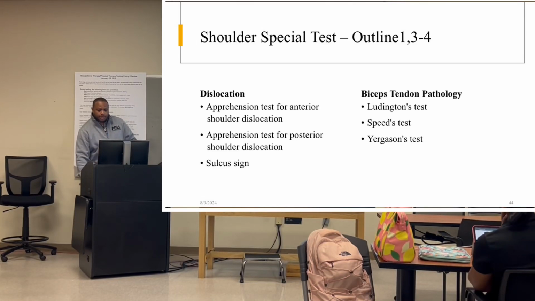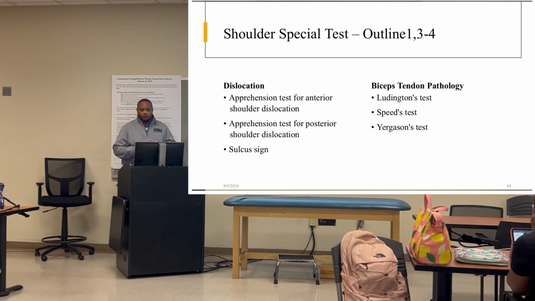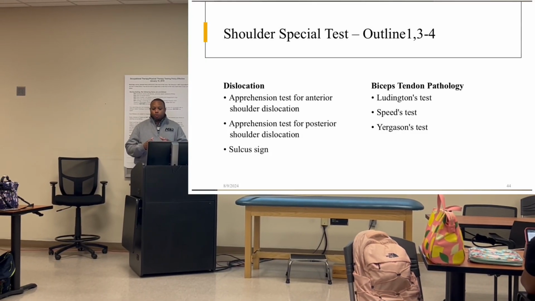Regarding special tests, basically I listed special tests that fall into certain categories. So for dislocation, you have the apprehension test for anterior shoulder dislocation, apprehension test for posterior shoulder dislocation, and sulcus sign. So it is good to know what the special tests are used for as a starting point, as a baseline. If you do not know what the special tests are used for, then you are already at a loss.